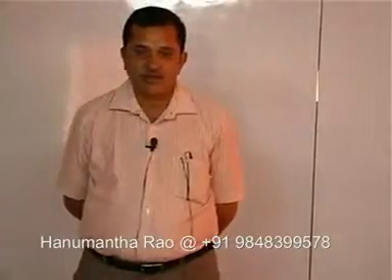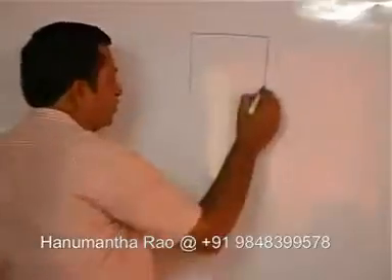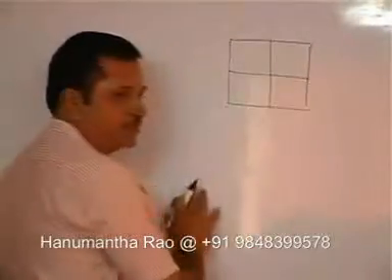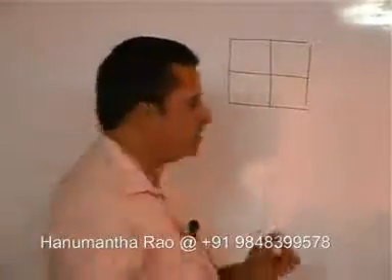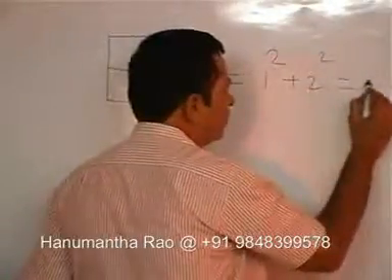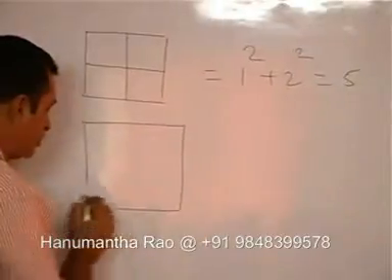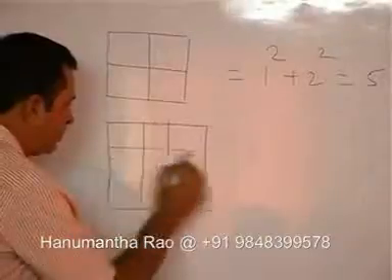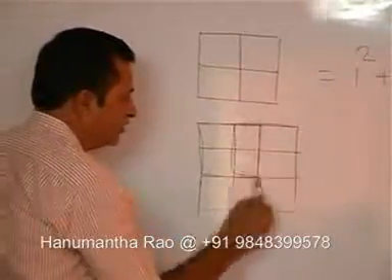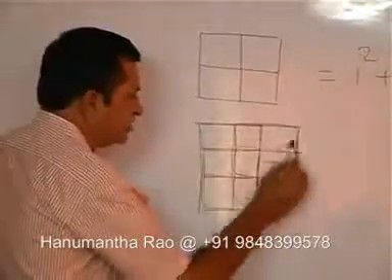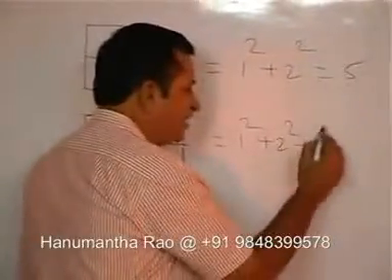See, I'll tell you a small clue. Suppose if I take a 2x2 chessboard. 2x2 chessboard means 1, 2, 3, 4 and this is 5, is it not? Yes, 5 squares. Because it is a 2x2 chessboard, sum of the squares of the first two natural numbers. Okay. Suppose if I take a 3x3 chessboard, how many squares will be there on a 3x3 chessboard means 9, 10, 11, 12, 13 and 14. Because it is a 3x3 chessboard, sum of the squares of the first three natural numbers.